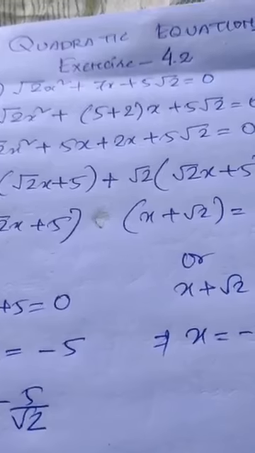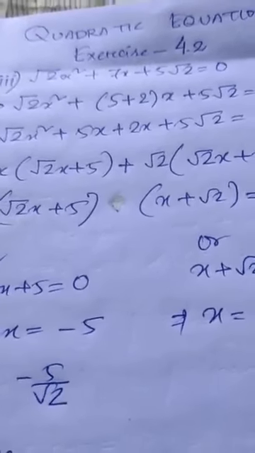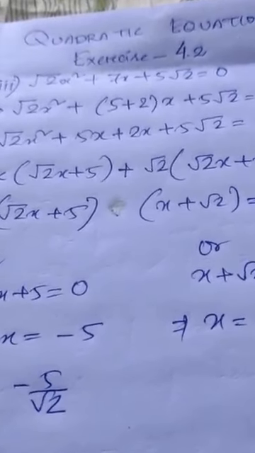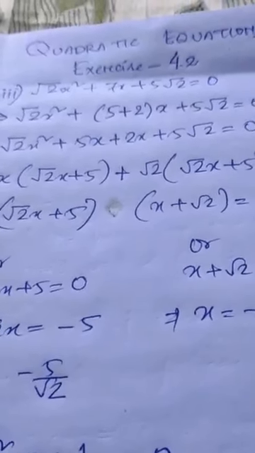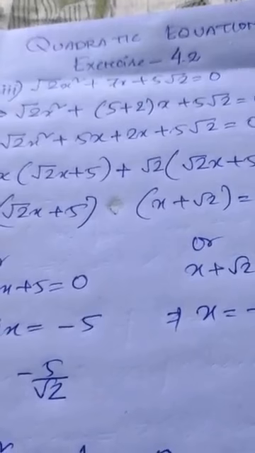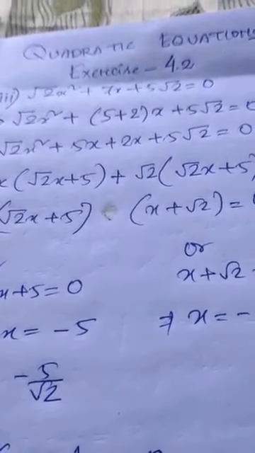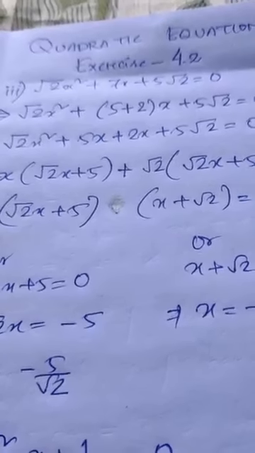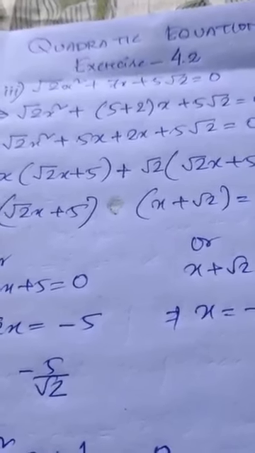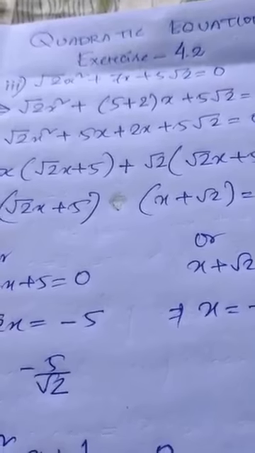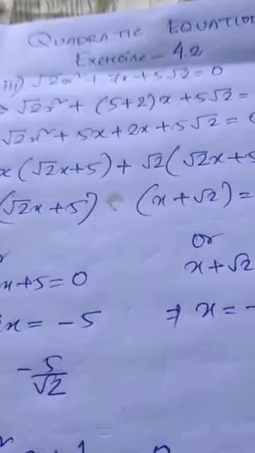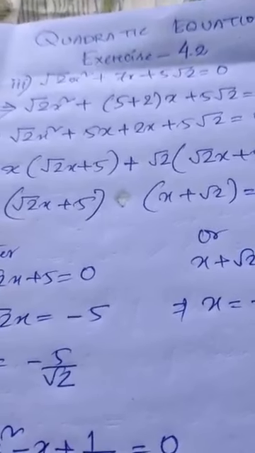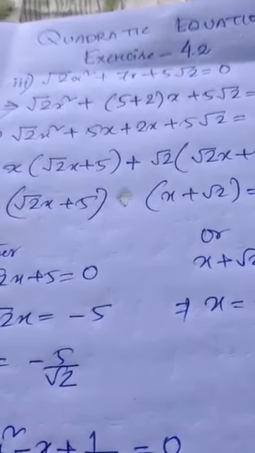In the middle term, you should always see what is the coefficient of x square. In this question, the coefficient of x square is root 2. And what is the constant here? Constant is 5 root 2. So whenever we have this coefficient of x square and constant, you can always multiply them. So when we multiply them, what is our actual value?